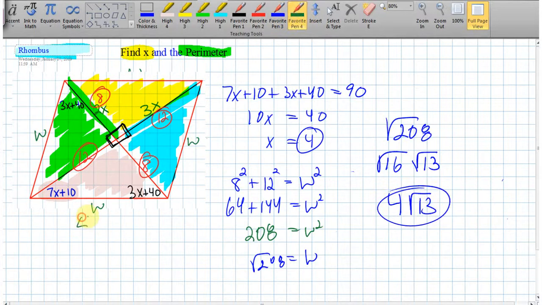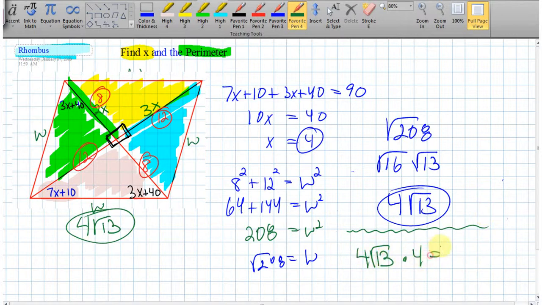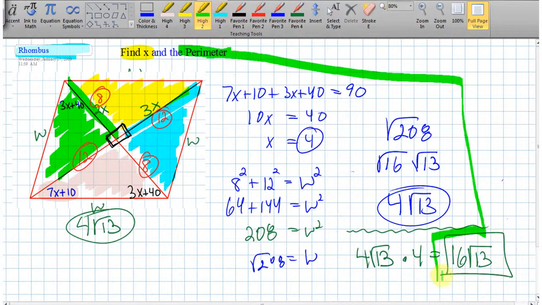So this side over here is 4 radical 13. That is the length of one side of the rhombus. So how would I find the perimeter? Well, I'm going to take 4 radical 13 and times it by 4 because there are 4 congruent sides. So what is my final answer? 16 radical 13. That is the perimeter of this rhombus.